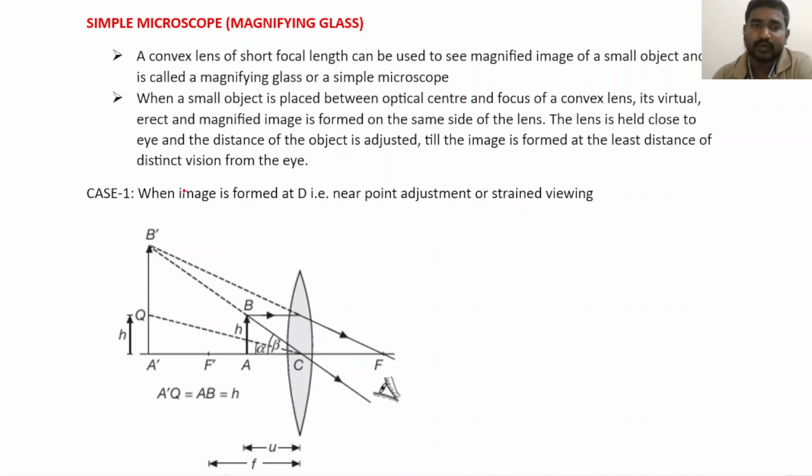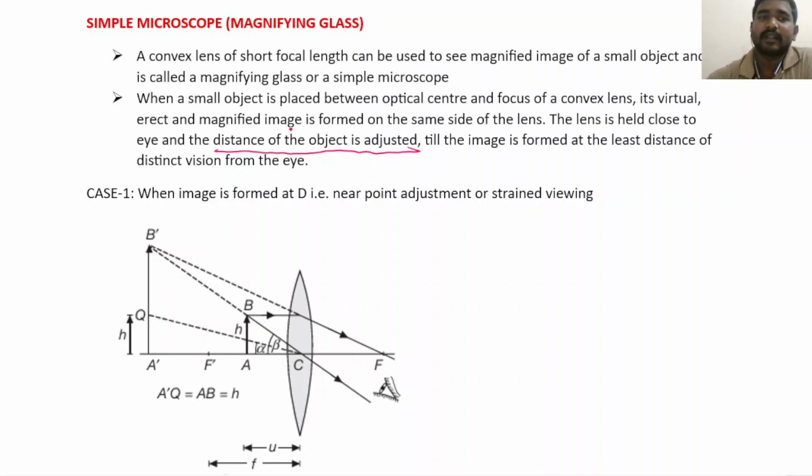Here we need to remember one point: when the distance of the object is adjusted, it means the objective lens will be adjusted in the case of a microscope. Keep in mind, the objective lens will be adjusted in the case of microscopes, till the image is formed at the least distance of distinct vision for the eye.